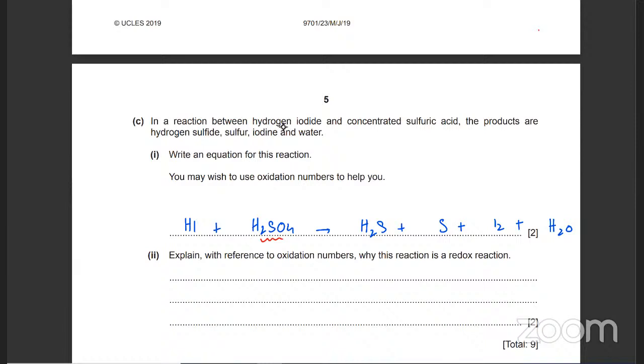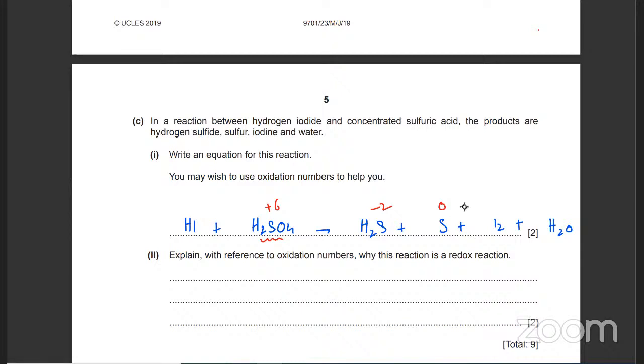So starting with sulfur, you can find the oxidation state of sulfur. I think it is +6. Oxygen is -2. Hydrogen is +1. So this comes out to be +6. You can double check that. Sulfur over here is -2, because hydrogen is +1, and sulfur over here is 0. So what is happening is sulfur is getting reduced.